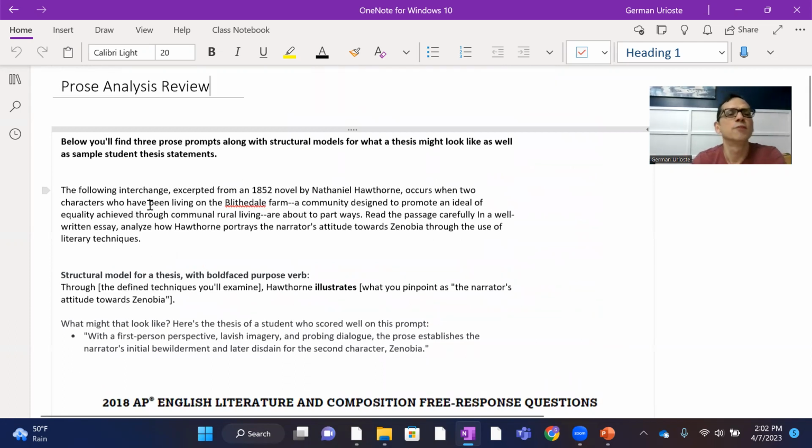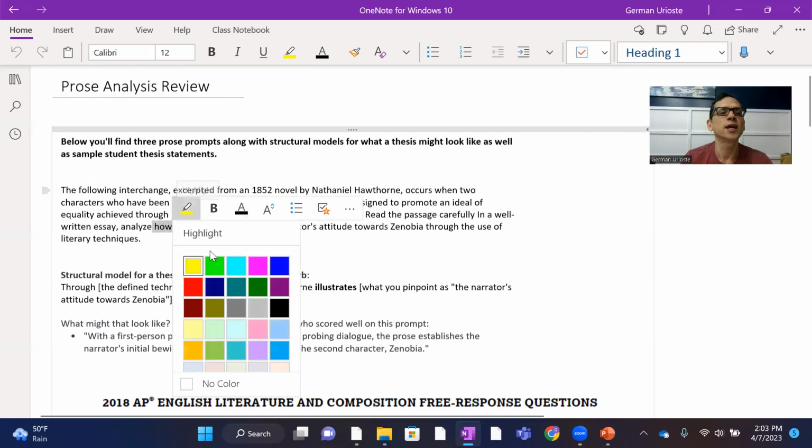So the prompt says, the following exchange, from an 1852 novel by Nathaniel Hawthorne, occurs when 2 characters who have been living on the Blithedale farm, a community designed to promote an ideal of equality achieved through communal rural living, are about to part ways. Read the passage carefully. In a well-written essay, analyze how Hawthorne portrays the narrator's attitude towards Zenobia through the use of literary techniques. So, first thing to notice, that word how, which we've seen before.